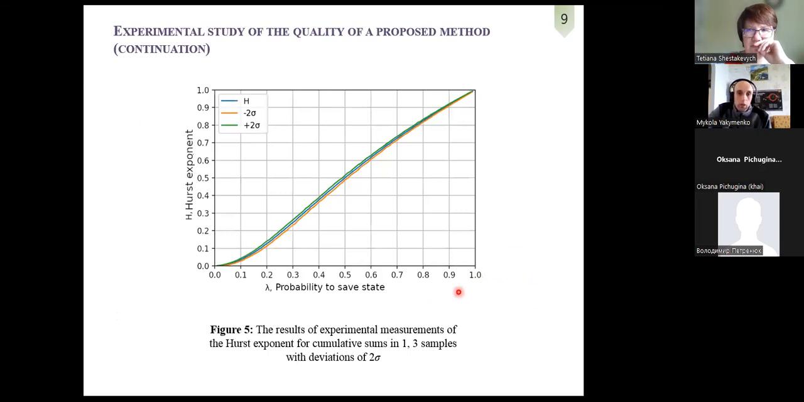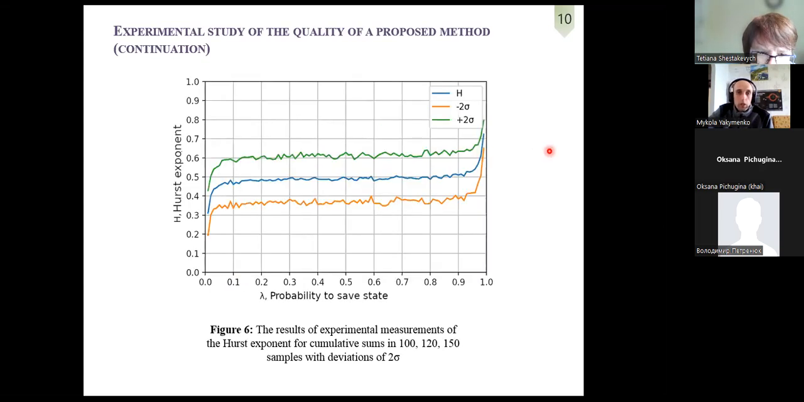And here we can see the results of the experimental measurement of the Hurst exponent for cumulative sums with 1-3 samples with deviations of 2 sigma: the Hurst exponent and the values minus 2 sigma and plus 2 sigma. And the results of experimental measurements of the Hurst exponent for cumulative sums with 100, 120, and 150 samples with deviations of 2 sigma.